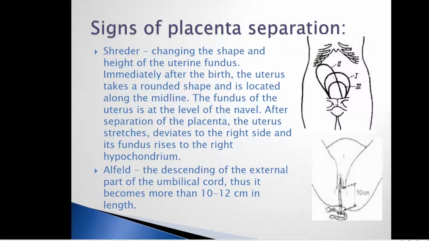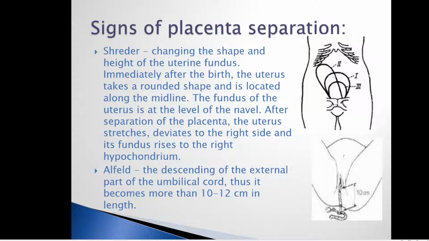It's a change in the shape and height of the uterine fundus. Immediately after the birth, the uterus takes a rounded shape and is located along the midline. The fundus of the uterus is at the level of the navel. After separation of the placenta, the uterus stretches, deviates to the right side, and its fundus rises to the right hypochondrium.